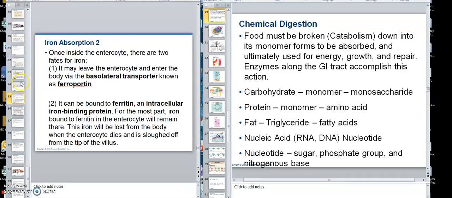Okay, we're going to close here for the gastrointestinal system.